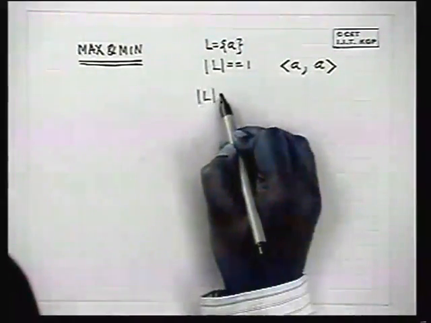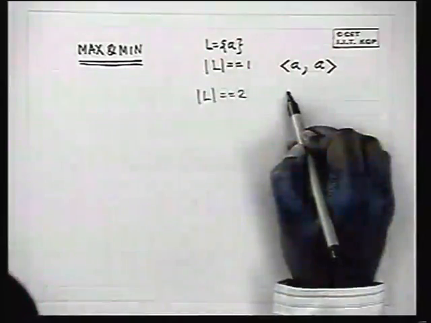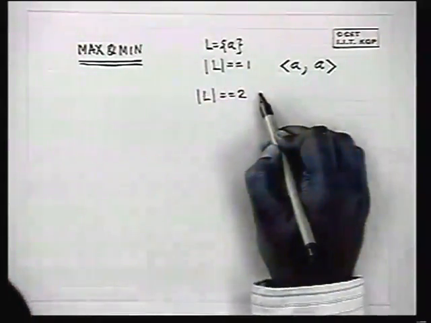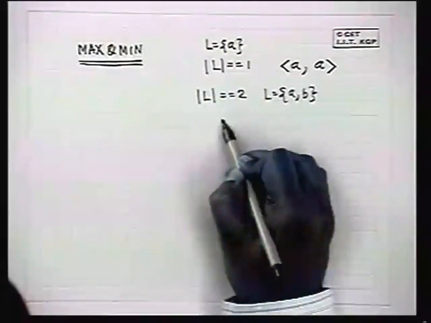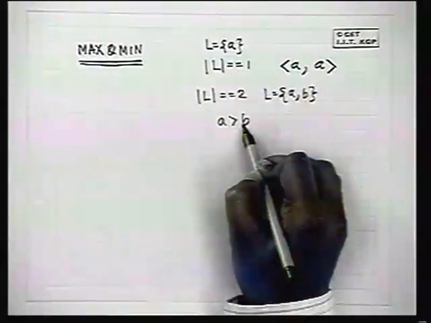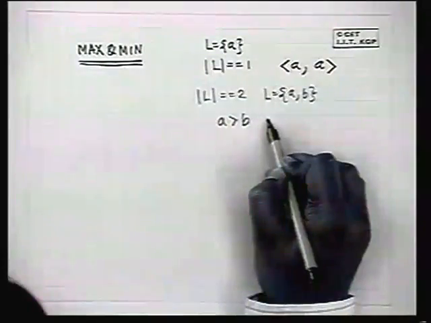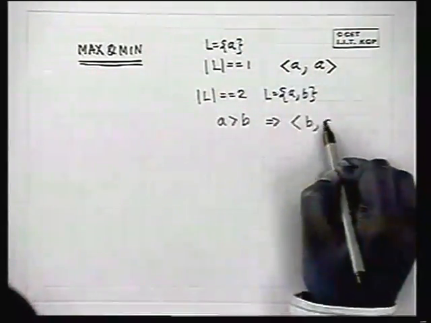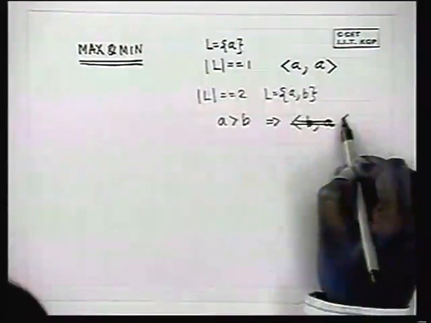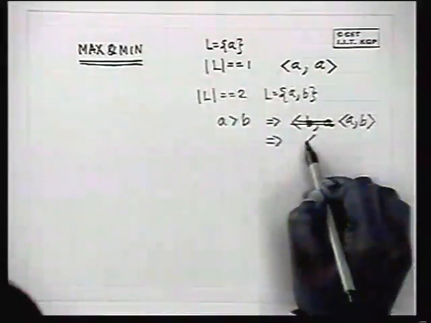If the size of L is equal to 2, and suppose L was AB, then it compares A greater than B. If A is greater than B, then it returns BA, else it returns AB.